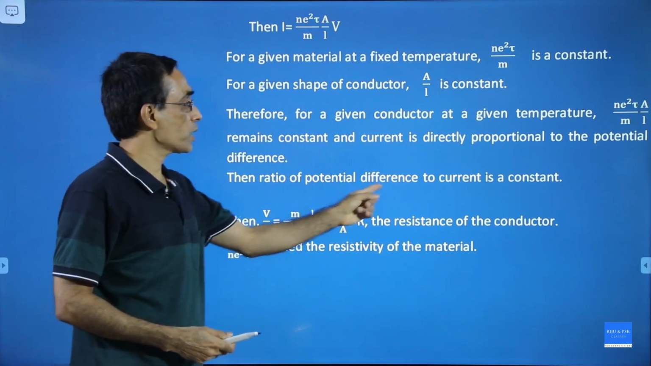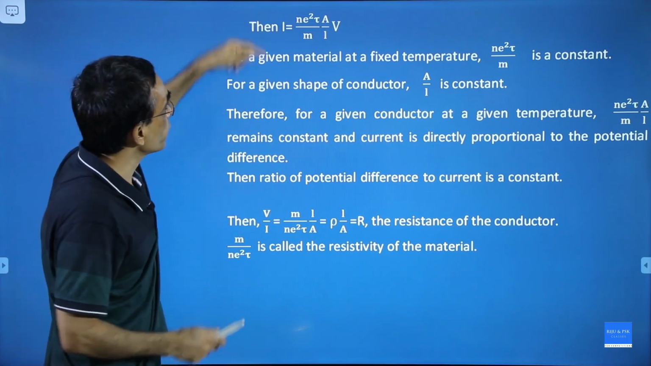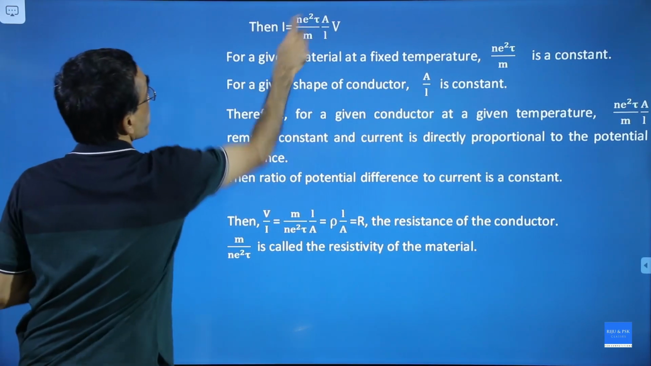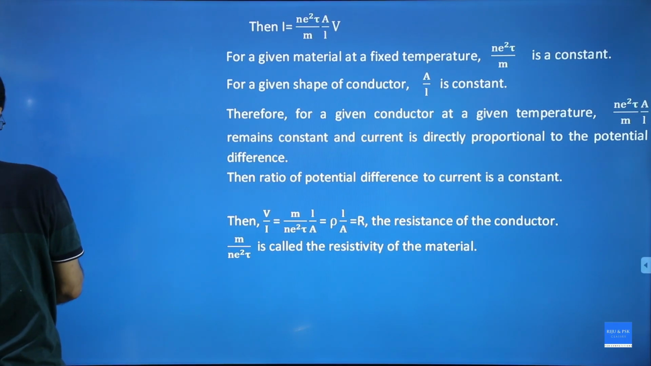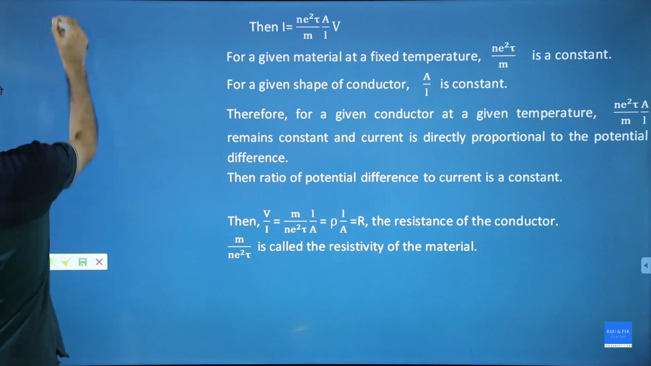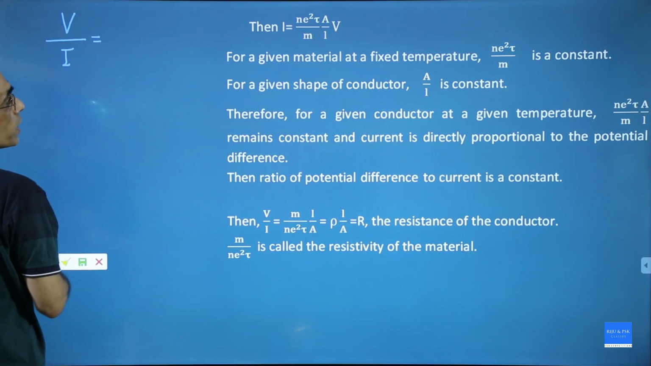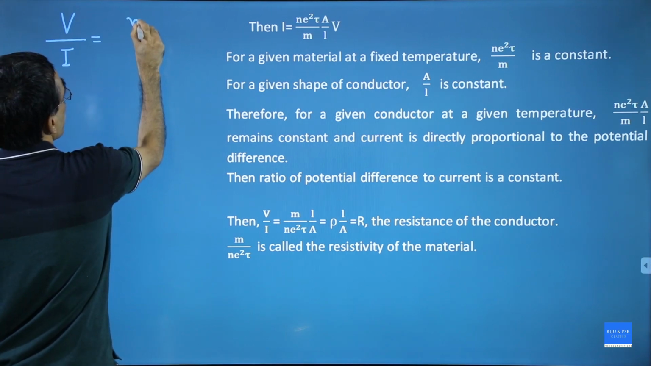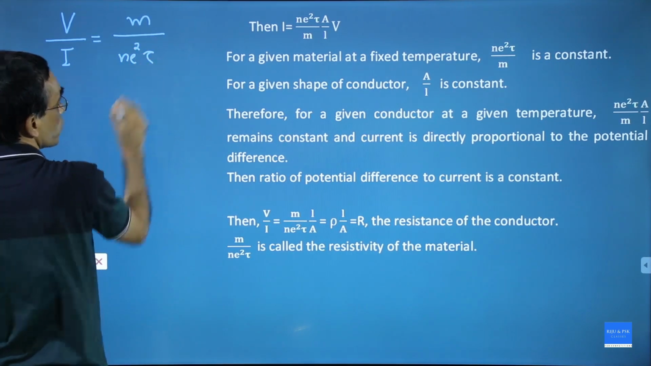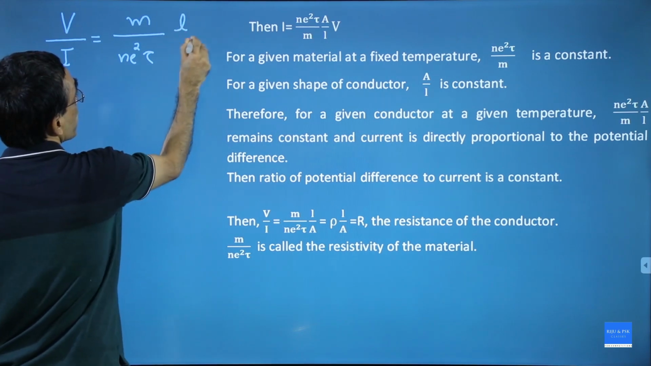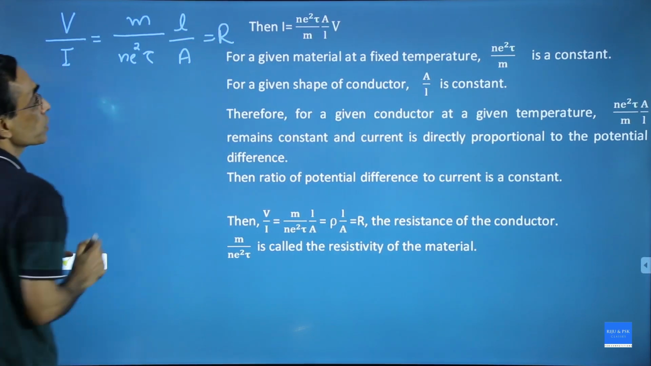So, the ratio of the potential difference to current becomes a constant. From this equation we can write V by I. V, the voltage given, I, the current produced, V by I equals m divided by n e square tau into L divided by A. And this is what we call R, the resistance of the conductor.